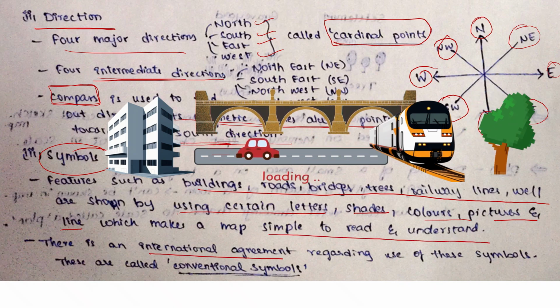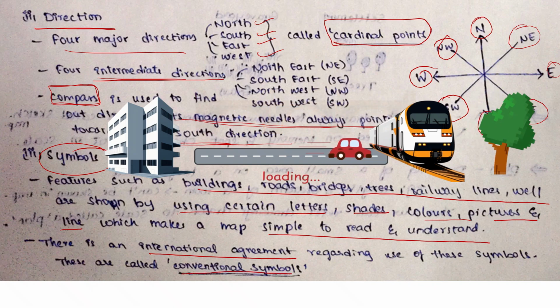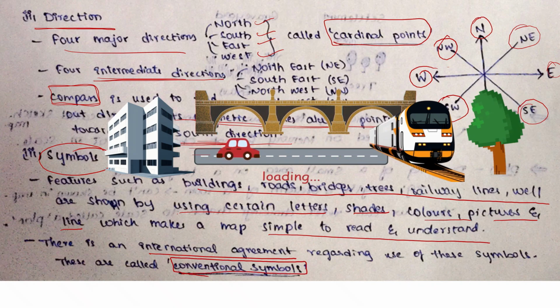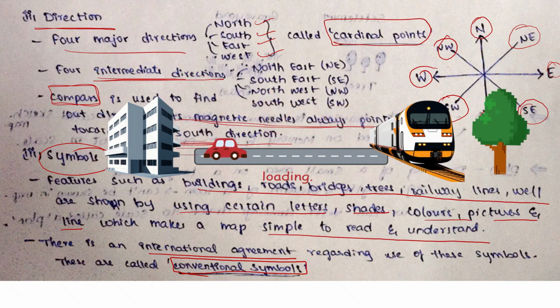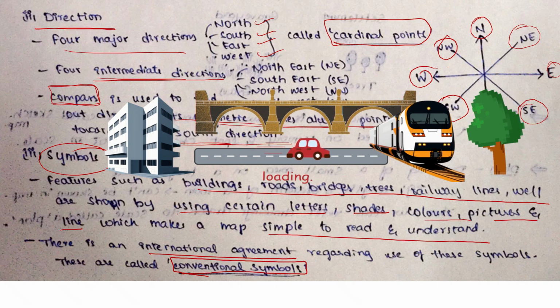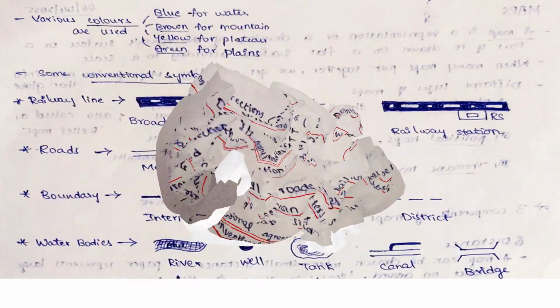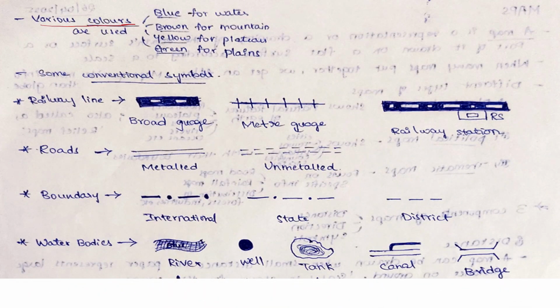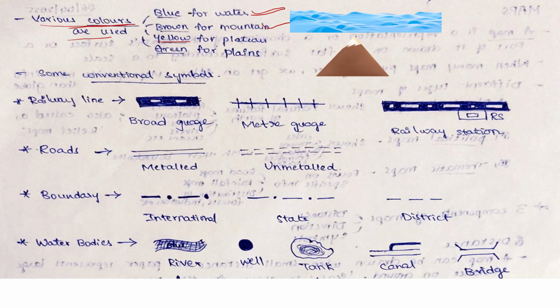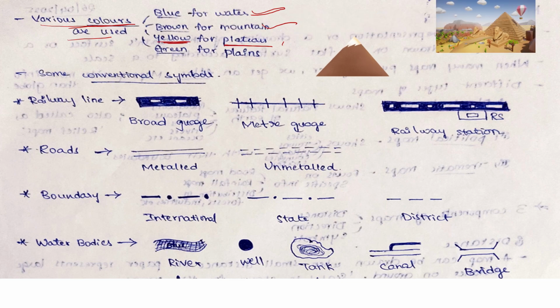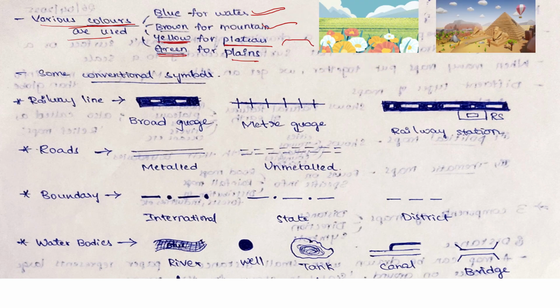And there is an international agreement regarding use of these symbols. These are called conventional symbols. So by this we can understand that these conventional symbols act like a universal language, and these are simple and clear to understand regardless of the language. And various colors are used on the map to represent various features. For example, blue color is used for representing water, brown is used for mountains, yellow is used to represent plateaus, and green is used to represent plains.